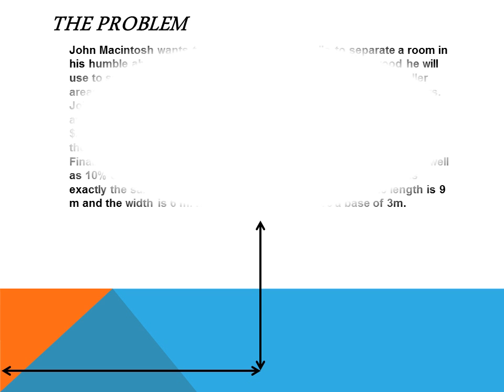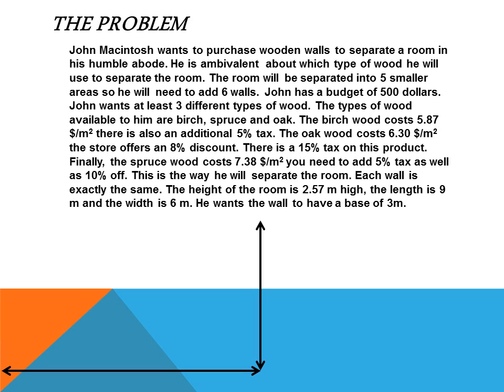So this is the problem. John Macintosh wants to purchase wooden walls to separate a room in his humble abode. He is ambivalent about which type of wood he will use to separate the room. The room will be separated into 5 smaller areas, so he will need to add 6 walls. John has a budget of $500.